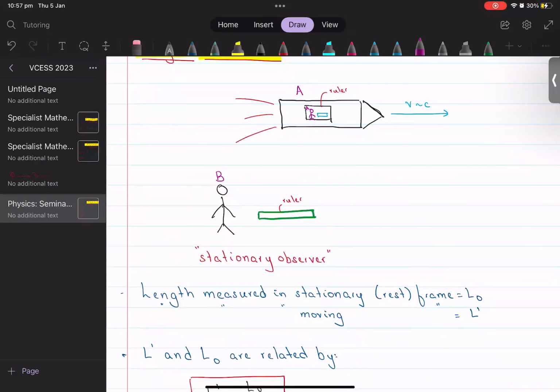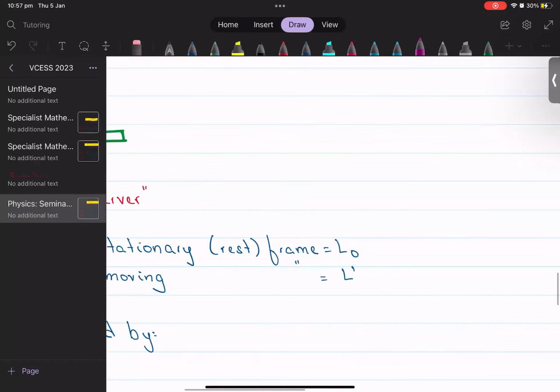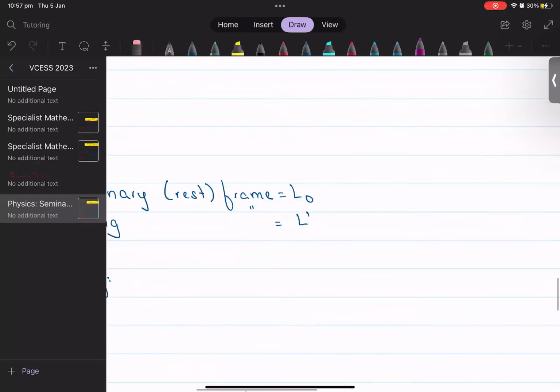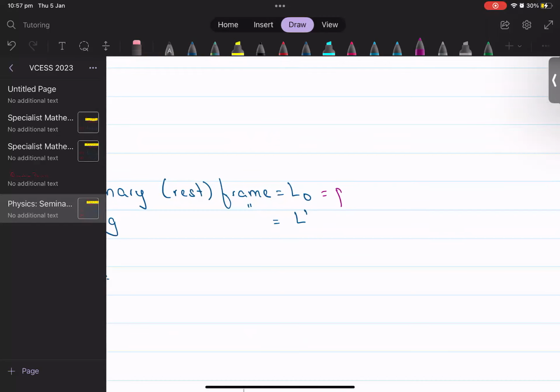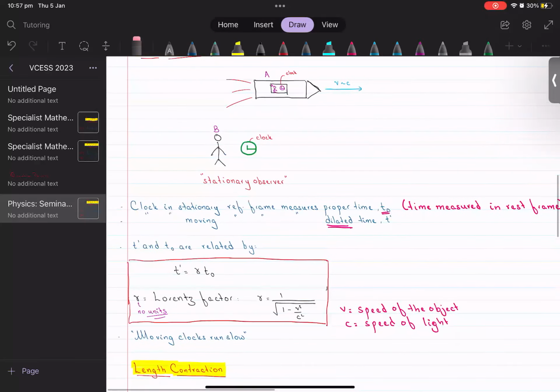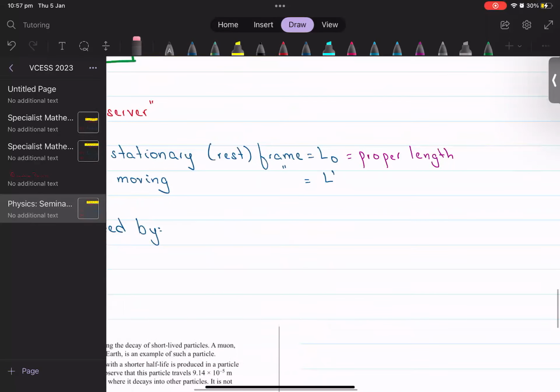L naught, which is what's called the proper length. Did I describe proper time up here? Yes, proper time, of course. Proper length. This is a common bit of physics lingo. The term proper is used when you're doing measurements in the rest frame of the object that you're measuring.